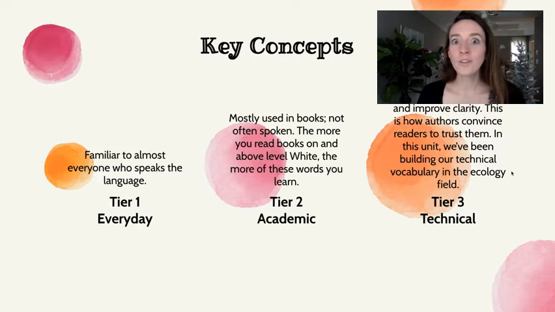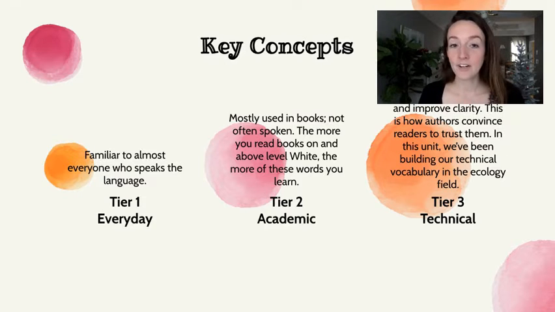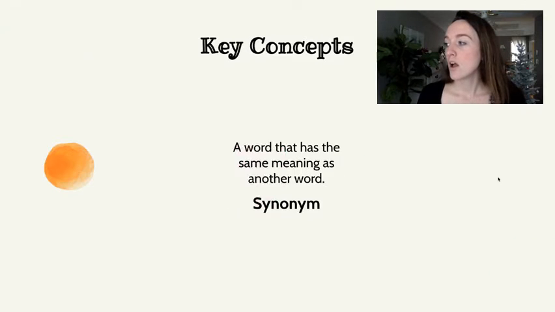So in this unit, we've been using a lot of technical vocabulary words in the ecology field. So words that you only really use if you're talking about ecology-related things. Words like biome, ecosystem, consumer, producer, decomposer. Those are all technical vocabulary words that you should use in your writing. But you also will want to use some that are specific to your ecosystem. For example, names for the different levels of the ocean or the different levels of the rainforest.